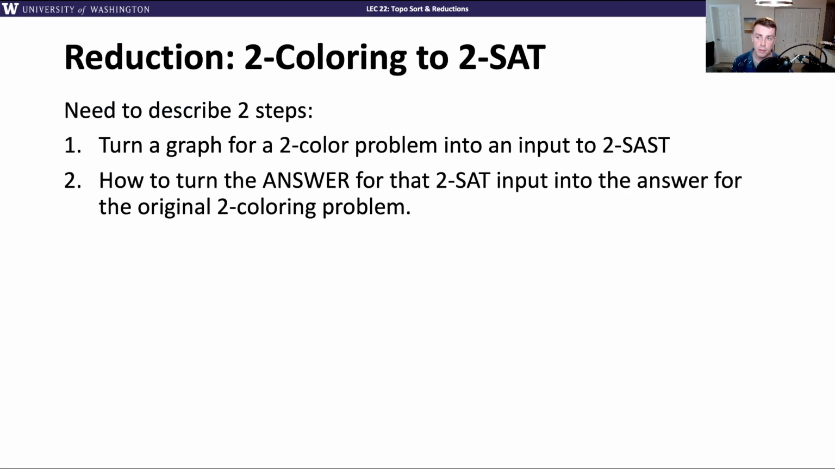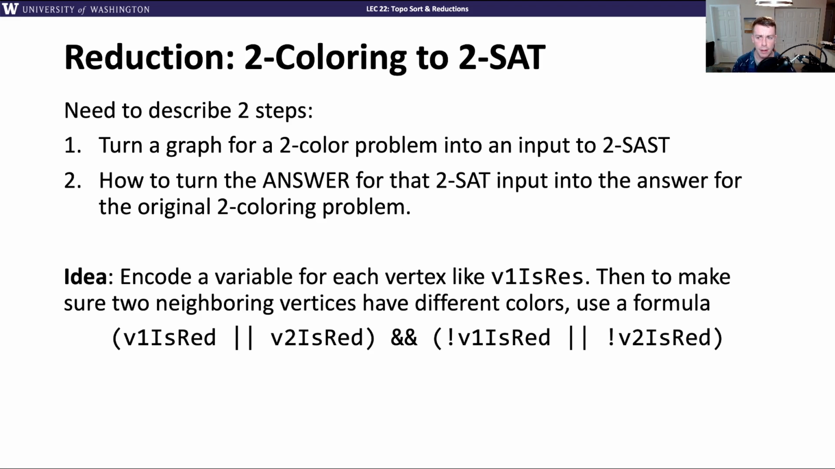So what I'm going to have us do today is reduce two-coloring to 2-SAT. In order to do a reduction, we need those two steps. Turn a graph for two-coloring into an instance of 2-SAT. I'll fix that typo in my slides. It's supposed to say 2-SAT. Then we run the 2-SAT algorithm, which I didn't describe to you, but I'm telling you it exists. And then we take the answer from that 2-SAT, a setting of those variables that make the whole formula true, and somehow turn that back into a graph coloring.